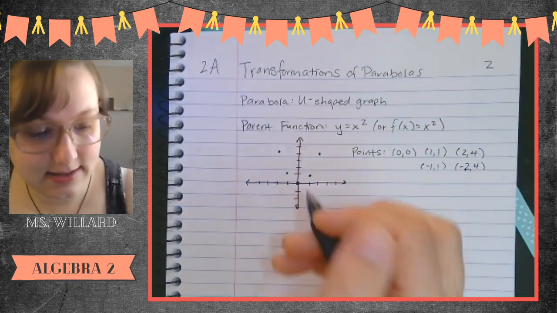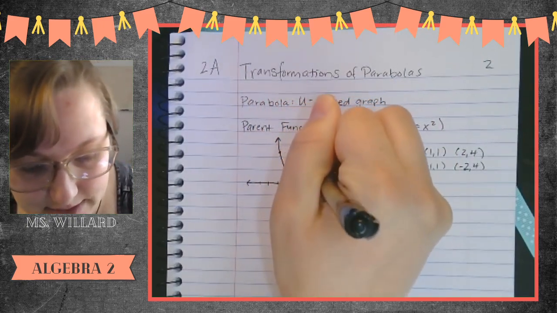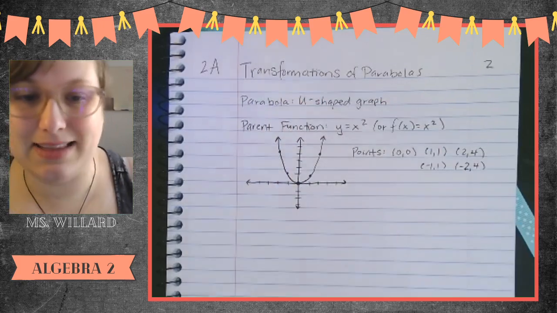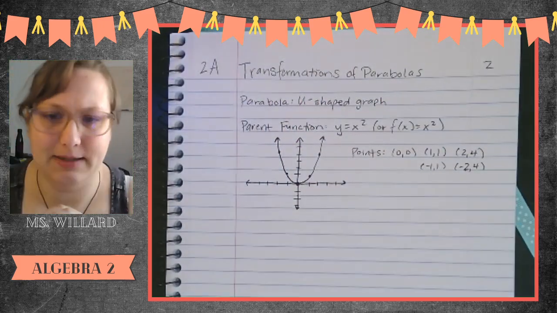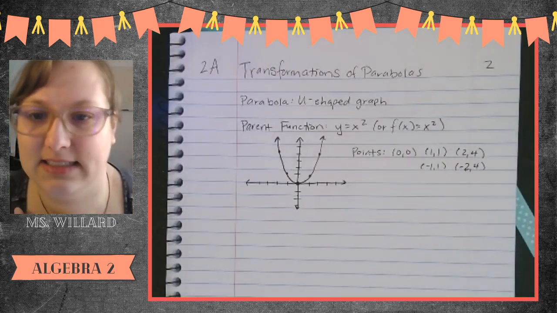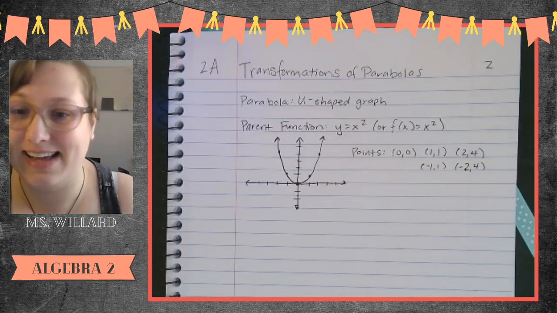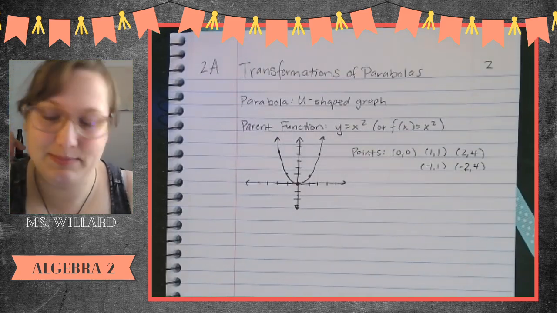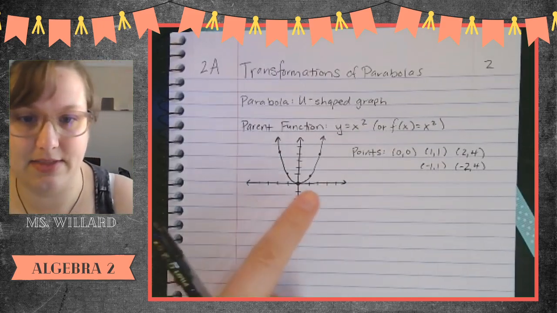When I say these points, I don't usually out loud say the negative ones because they're kind of implied from the symmetry here. But this is how this looks. It's so fuzzy. There's a picture of this online, so you can catch up that way too. So this is my parabola, and then those are my points.